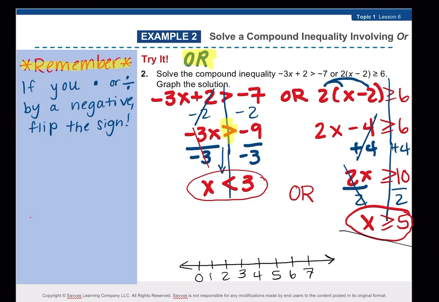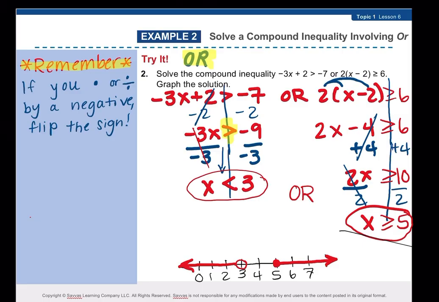And then I'm going to do an open circle at 3 because it's x is less than 3, not equal to, but a closed circle at 5 because it's greater than or equal to. And I'm going to shade as it tells me. So x is greater than or equal to 5, so I'm going to shade all the numbers greater than 5. And then x is less than 3, so all the numbers less than 3.